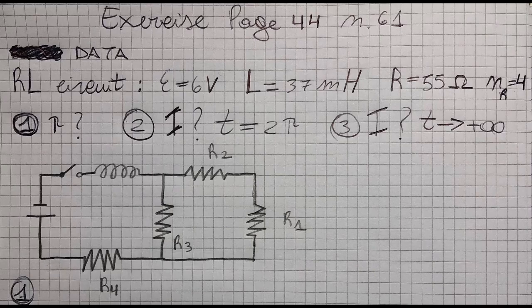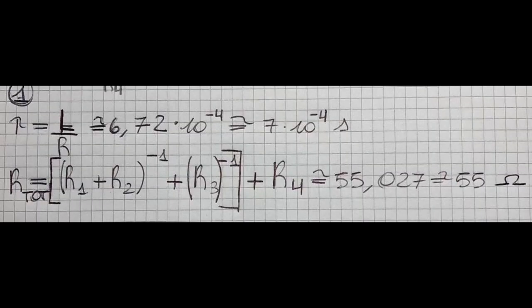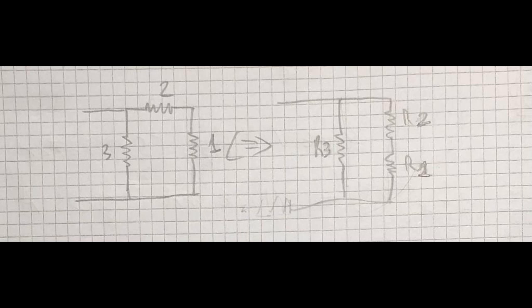First of all, I drew the circuit on my notebook. Then I started from the first point. The time constant of an RL circuit is defined as the inductance divided by the resistance, that in this case has to be calculated as the total resistance. In fact, as you can see, there are 4 resistances, so we need to obtain the final one.